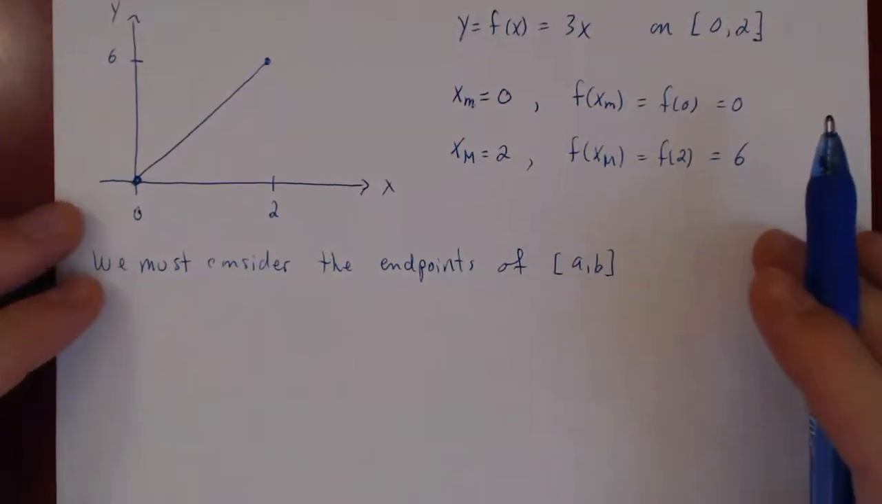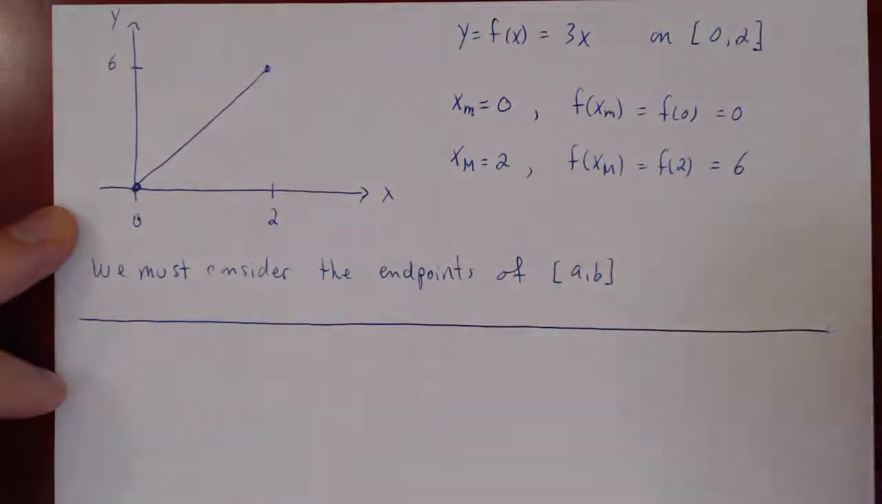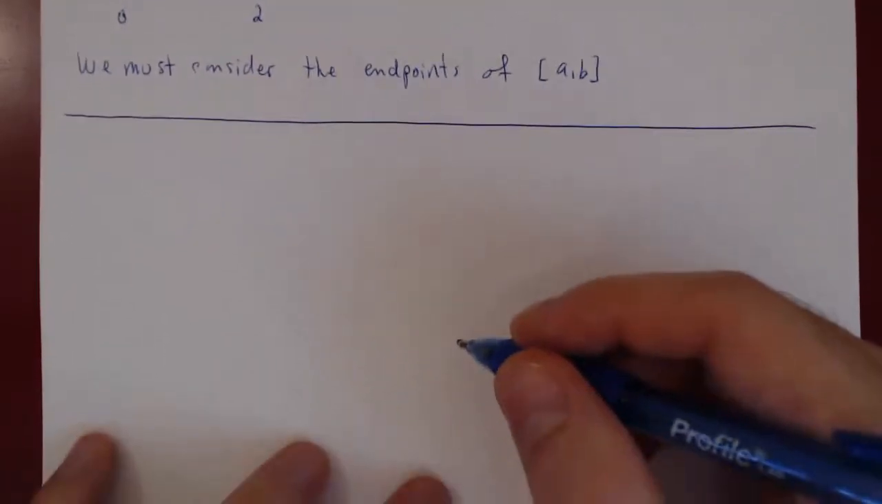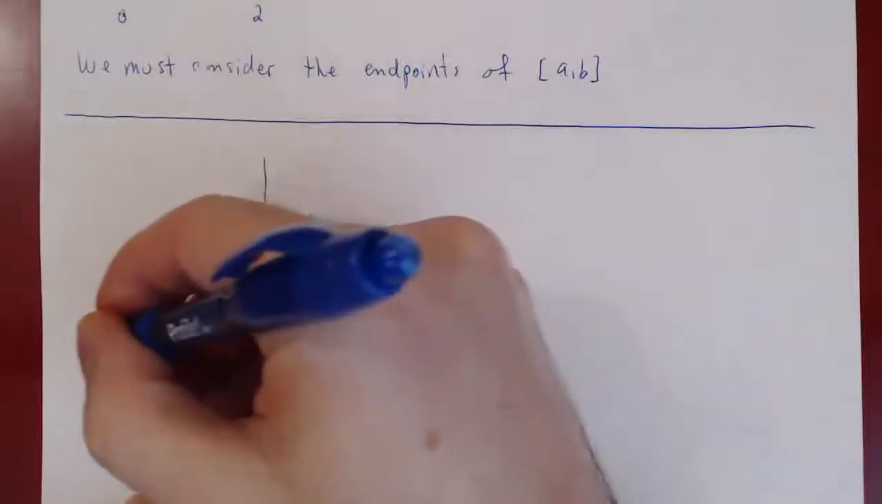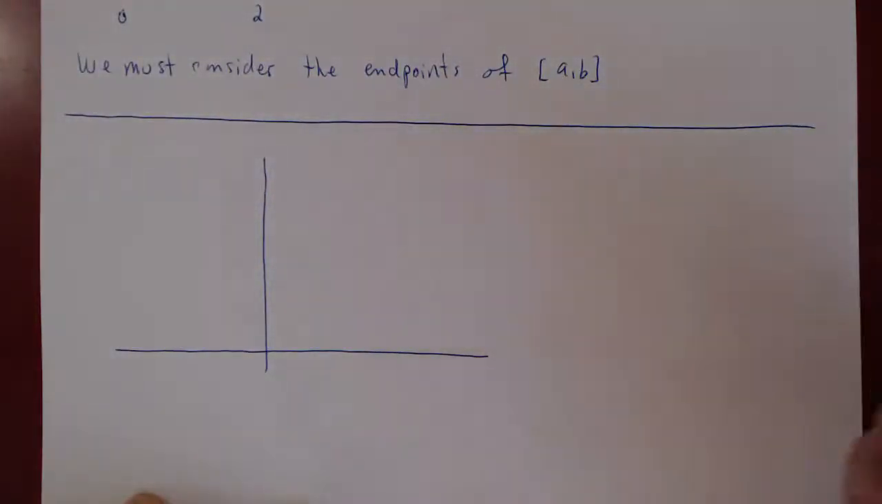So let's look at a second example. Let's now consider the function y equals x squared on the interval from negative 2 to 2. Well, let's go from negative 3 to 3, say.